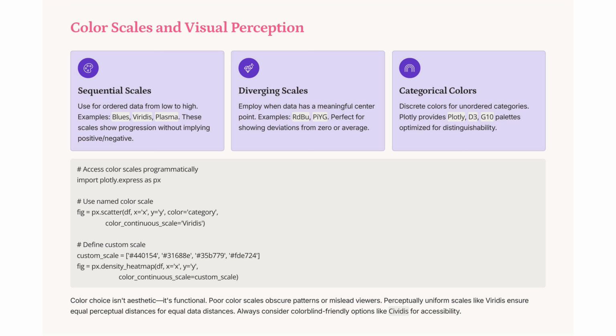Sequential scales like Blues and Viridis are ideal for ordered data, while diverging scales like RdBu highlight deviations. Categorical colors distinguish discrete categories. Use perceptually uniform scales like Viridis for clarity, and consider colorblind-friendly options like Cividis to ensure accessibility.